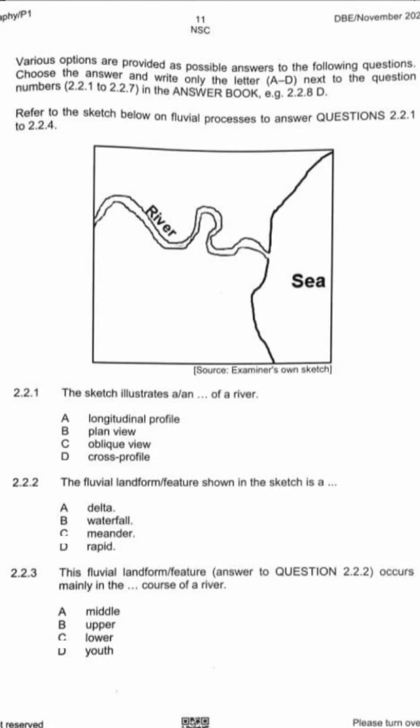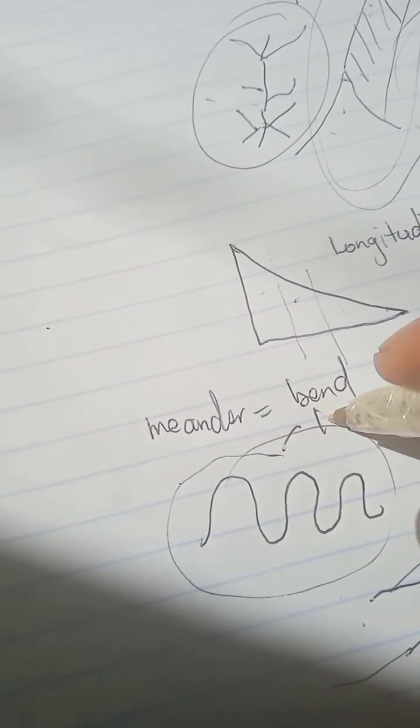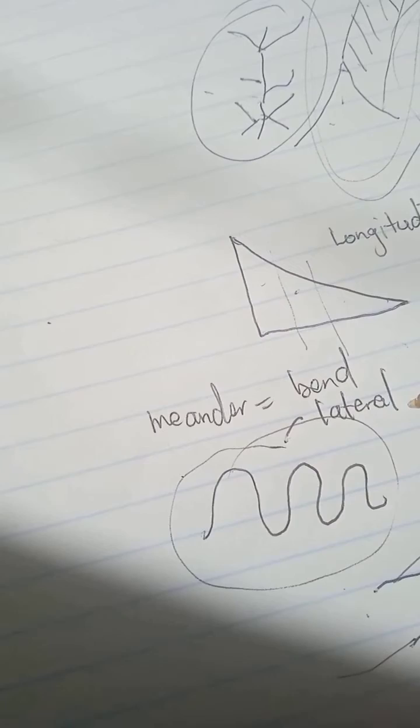I would interpret it like that, maybe not based on this diagram that we see. It's a meandering river. We cannot say it occurs mainly in the lower course. In the lower course, we find deposition, guys. We find dumping of sediments and not erosion. And remember, a meander is caused by erosion, particularly lateral erosion.